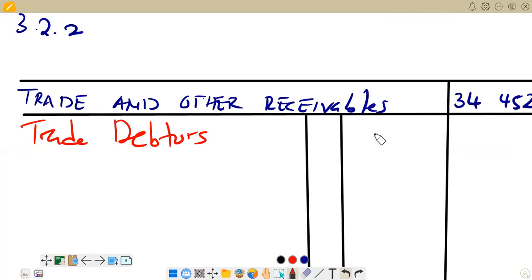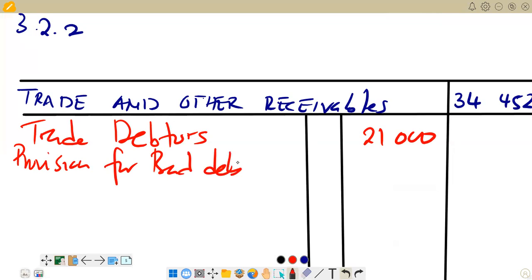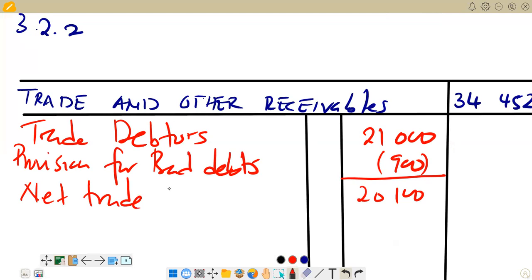So here we are saying trade debtors, the figure that we have there is 21,000. And then obviously we are now subtracting the provision for bad debts. Provision for bad debts 900. And we are subtracting it to get the net debtors figure. So we say 21,000 minus 900, we get 20,100. And this one becomes our net trade debtors. So this is what we have.